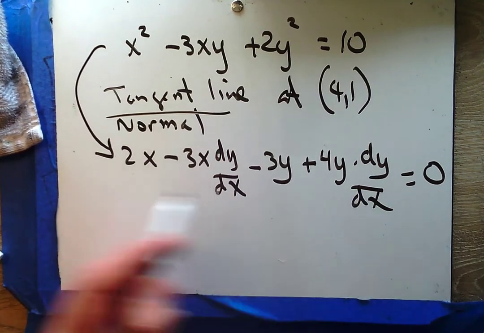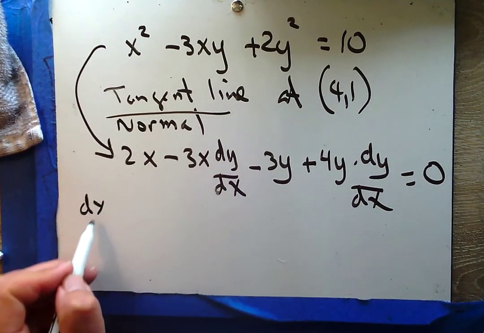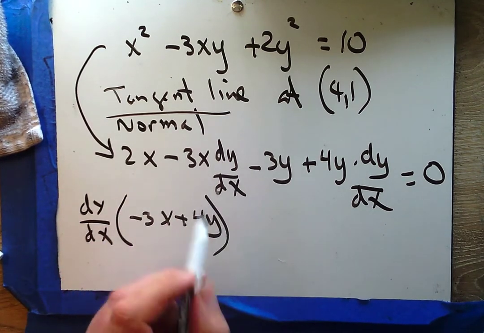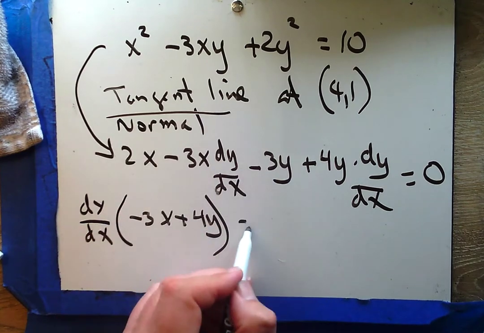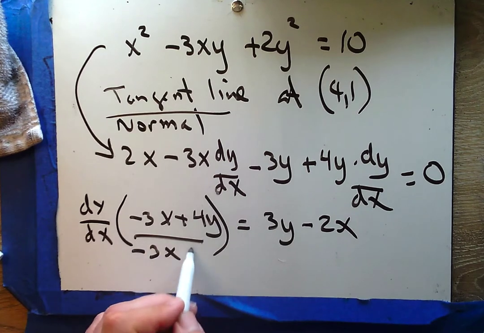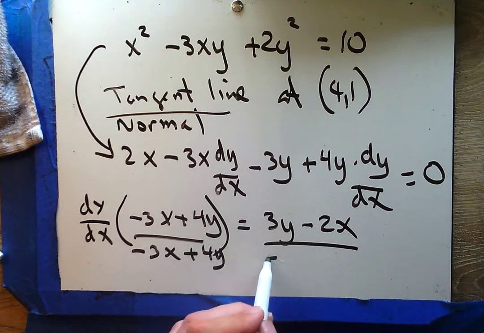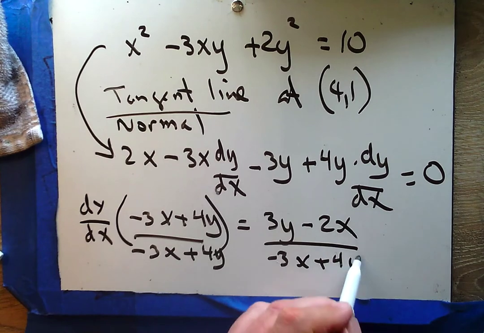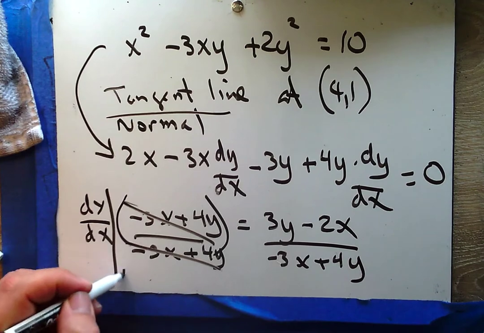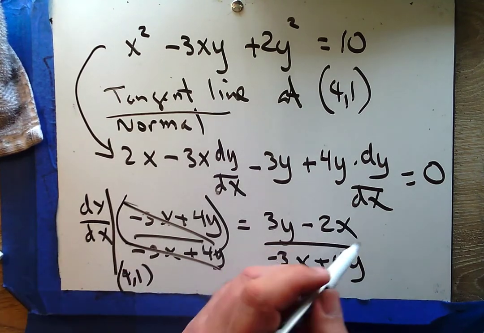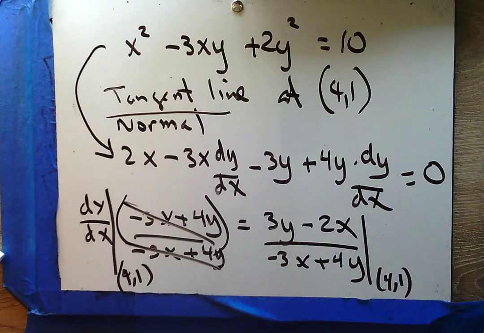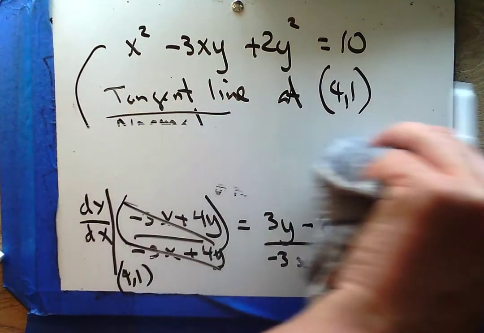I will factor out a dy/dx on the left and be left with minus 3x plus 4y. And then on the other side, these signs change. I have 3y minus 2x. Don't forget to divide both sides by this stuff so that you can get dy/dx by itself. And remember, we want to evaluate this at (4, 1).